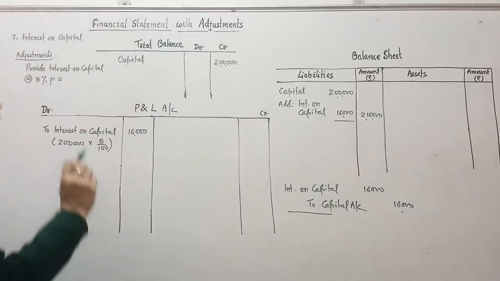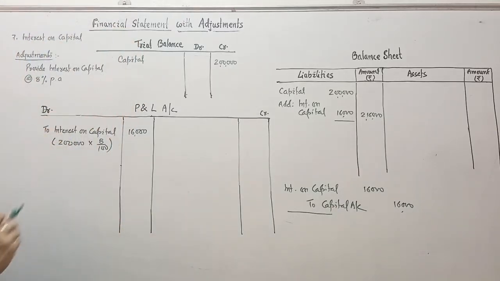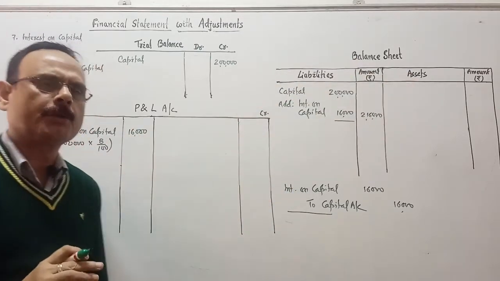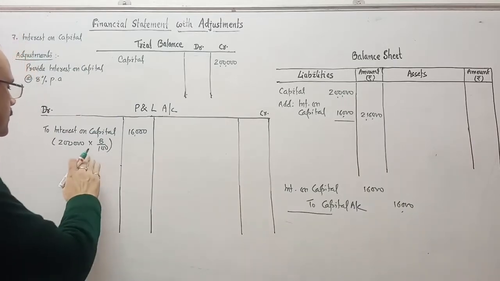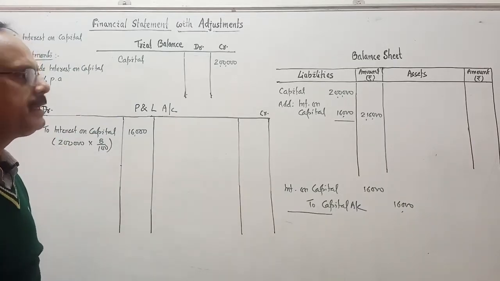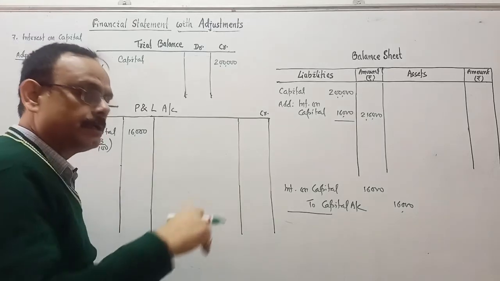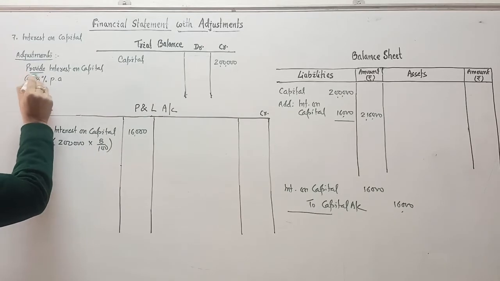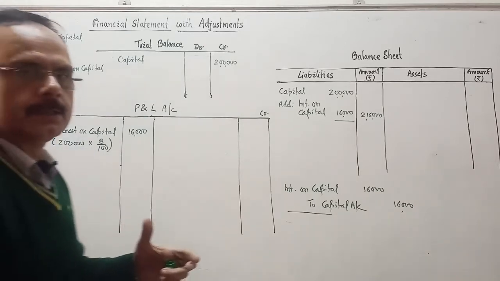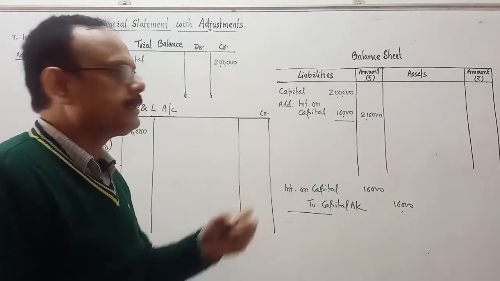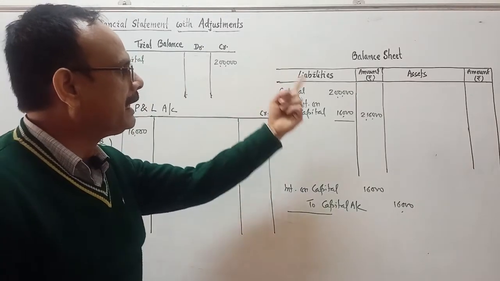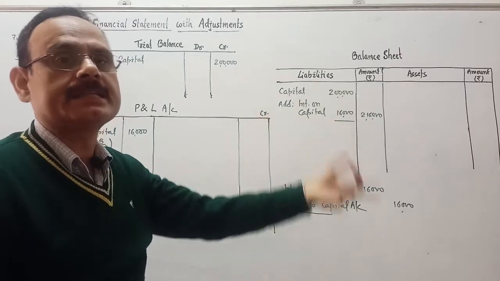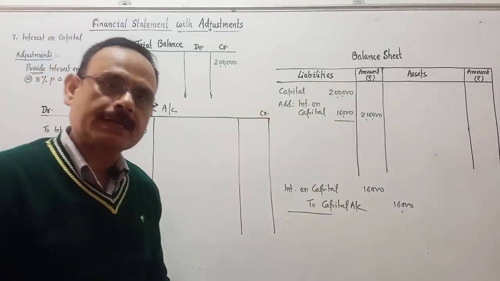So interest on capital will be shown in the debit side of profit and loss account, because interest will be paid by the business to the proprietor. So from business point of view, it's an expense. So we write in the debit side interest on capital, and in balance sheet it is not yet given, it is a provision. If it is not yet given, then the capital of the proprietor will be increased by 16,000, and now the capital is 2,16,000 after addition of interest on capital.